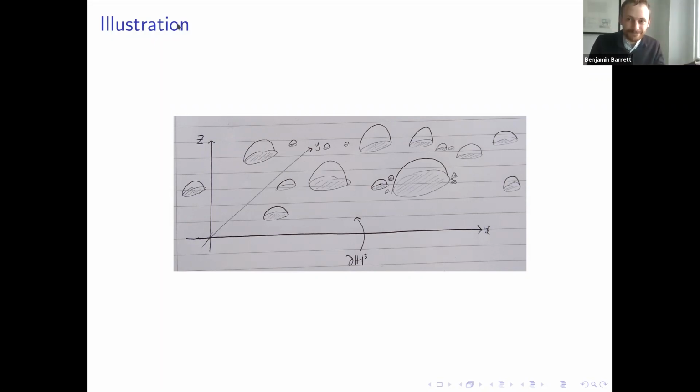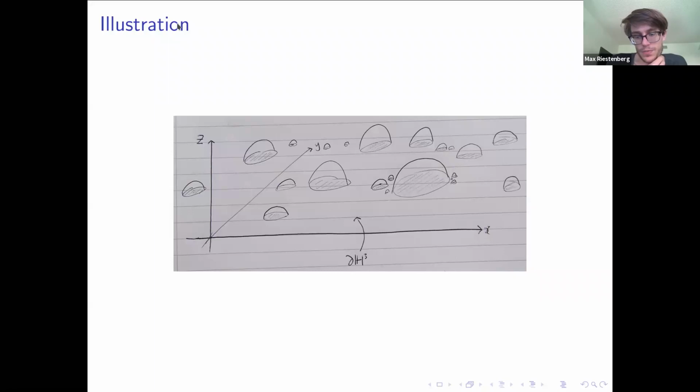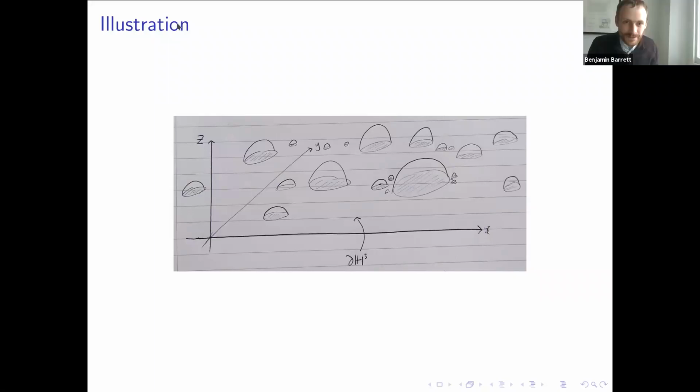Could you say a word about why the union of disks is dense? Okay. So if it weren't, then there would be some point in the boundary that is separated from all of these disks, all of these isometrically embedded copies of H2.